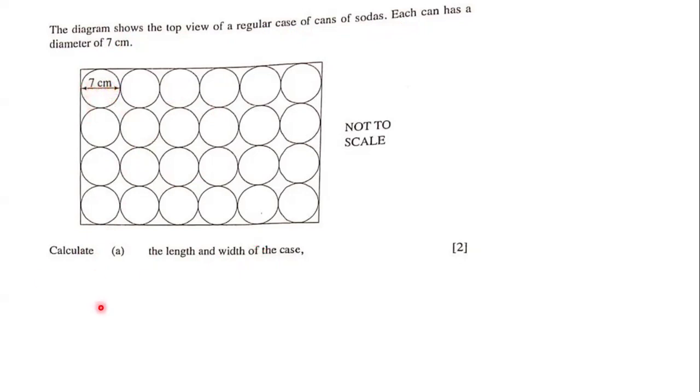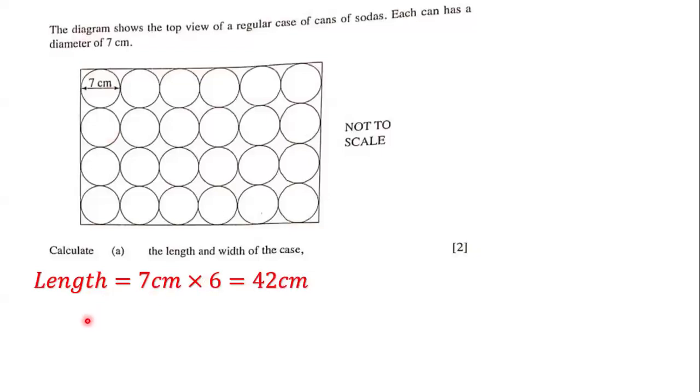And so in order for us to figure out what is the length of this case, you notice that this is 7 centimeters. So that means that this is also going to be 7 centimeters and 7 centimeters and 7 centimeters and 7 centimeters and 7 centimeters. So we take 7 centimeters and we multiply it by 1, 2, 3, 4, 5, 6. And that gives us 7 centimeters times 6 is 42 centimeters. So that means that the length of this case is 42 centimeters.